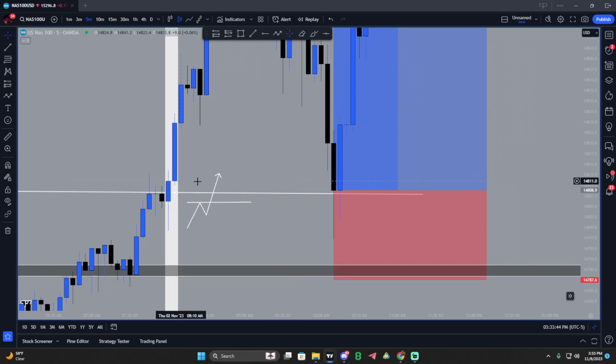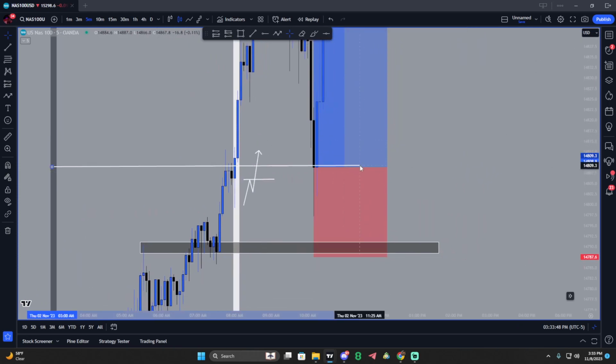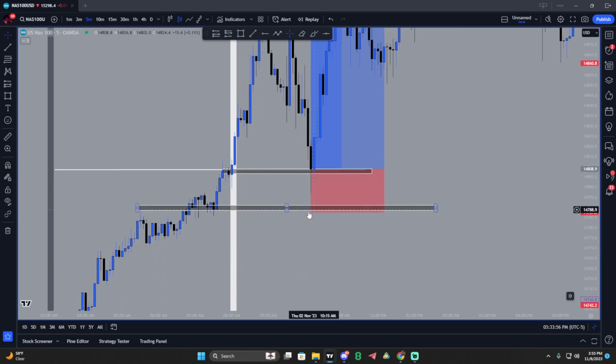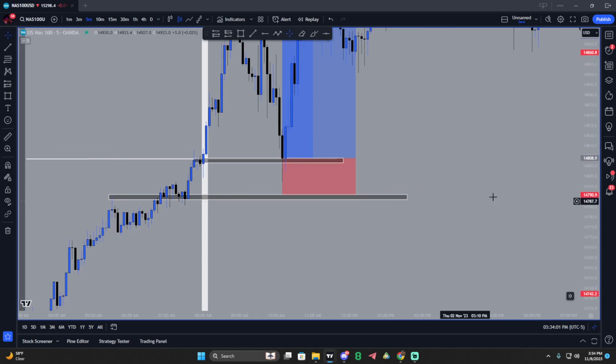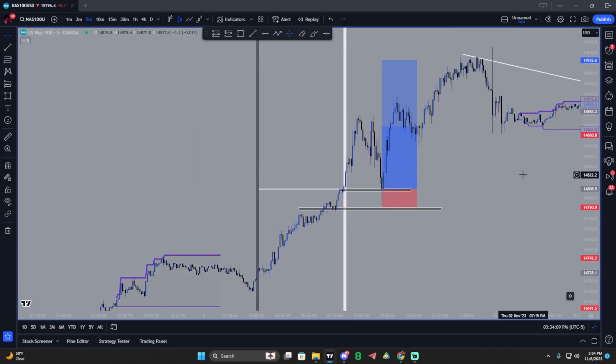Now, if you don't get this entry, you have a pullback. A lot of times, price will pull back to that area that it broke out, which is there. Enter off the pullback. Stop loss potentially at the lows. I'll put my stop loss something like that. Then take profit depending on what you aim for, 1 to 4, 1 to 5, 1 to 6. Most of my trades range from 1 to 5 to 1 to 10s.